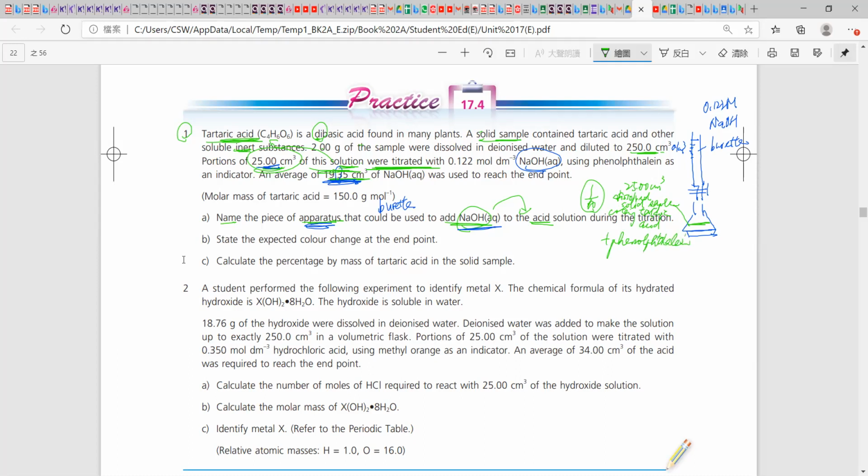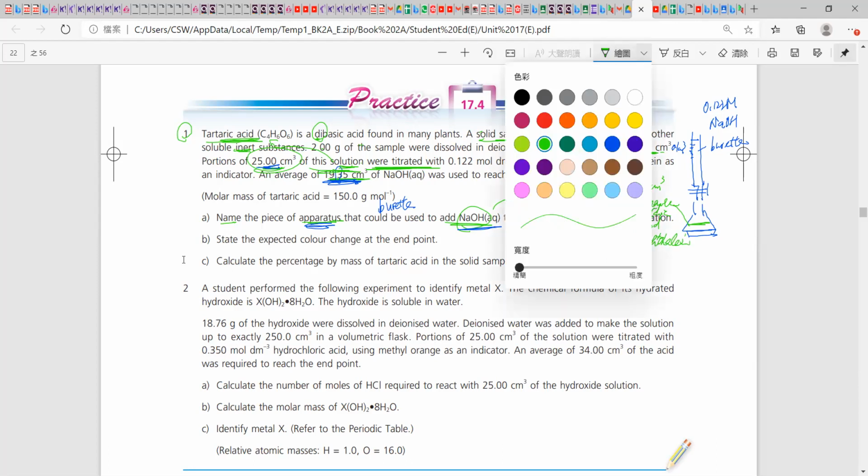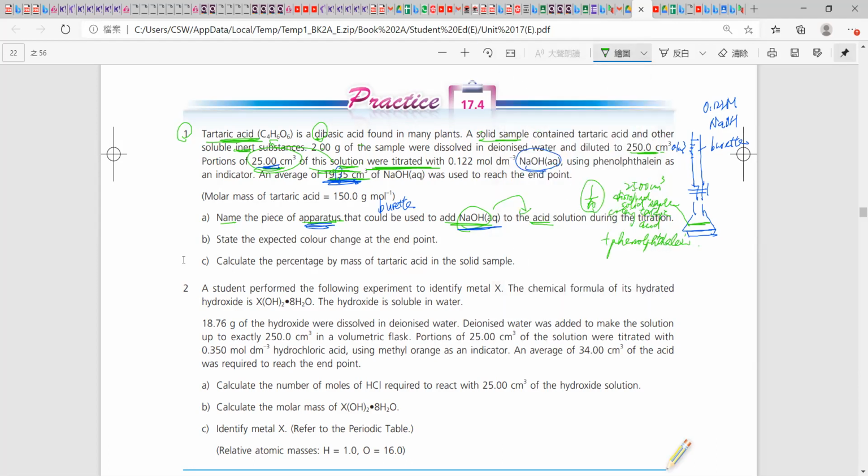So how would you deliver that 25.0 cm³ of solution? By a 25 ml pipette. The burette is used to contain NaOH. So the clue is you can check the number of decimal places in the figure, and you can learn more about the choice of glassware.